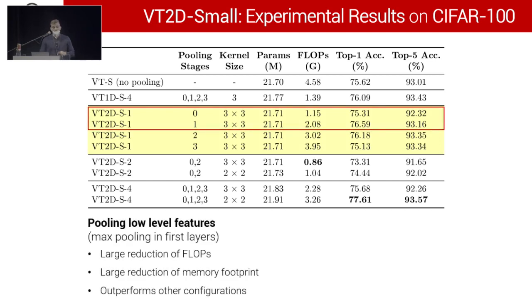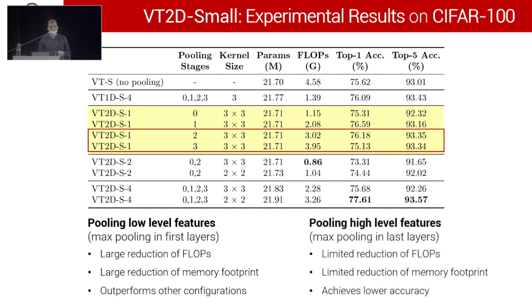As we can see, pooling low-level features, so executing the bidimensional max pooling in the first layer of our architecture, allows us to significantly reduce the computational costs expressed in terms of flops, floating point operations per second, and to reduce the memory footprint. On the other hand, applying the max pooling operation in the last layer of the architecture, so pooling high-level features, will bring a limited reduction of flops and memory footprint and achieves lower performance in terms of accuracy.